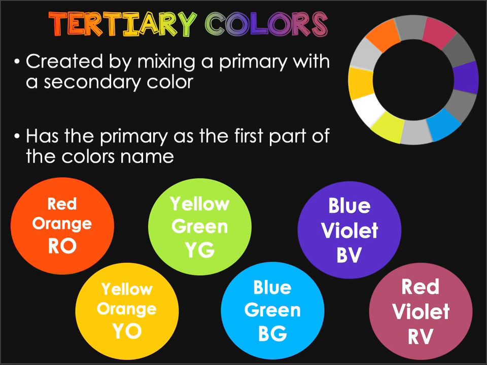But anyway, there are 6 tertiary colors. And again, they have the primary as the first part of the name. So you have red-orange, yellow-orange, yellow-green, blue-green, blue-violet, and red-violet.